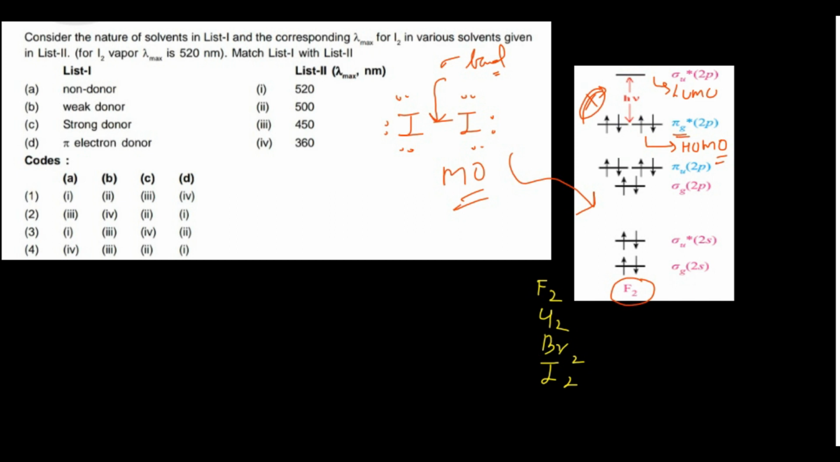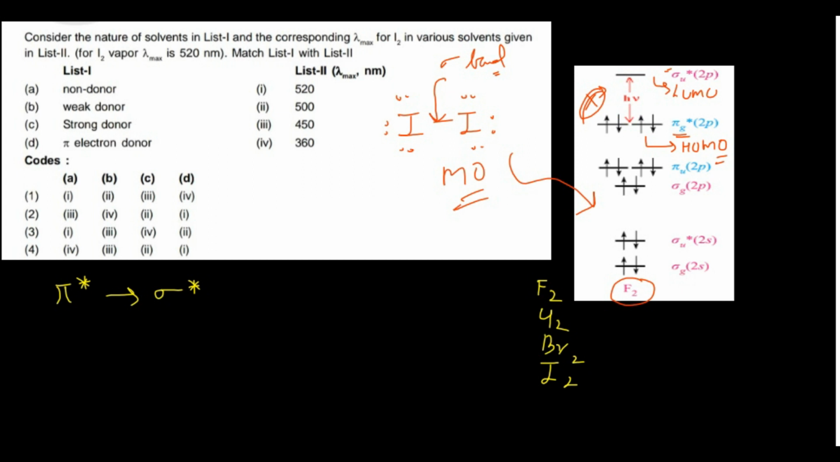Pi antibonding to sigma antibonding. Please remember, I am writing here, the important transition is pi antibonding to sigma antibonding. And pi antibonding is g and sigma antibonding is g, so this is centrosymmetric, the property of the center of symmetry. So what will happen in that case?